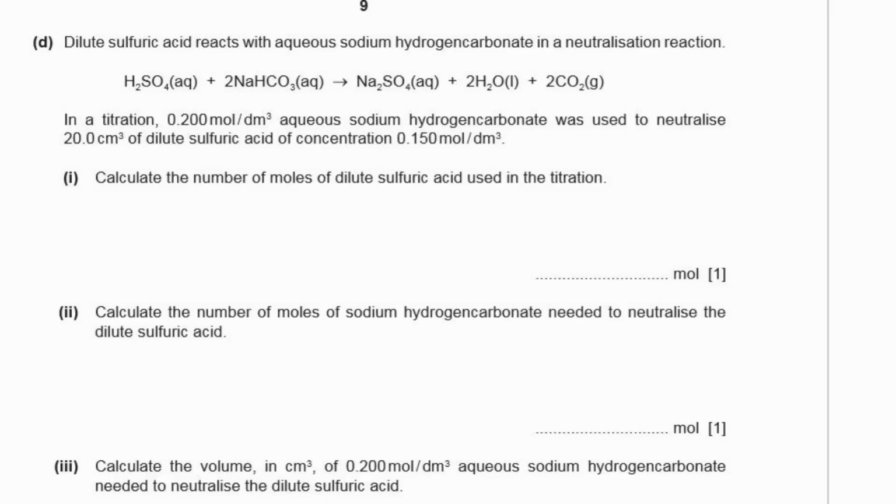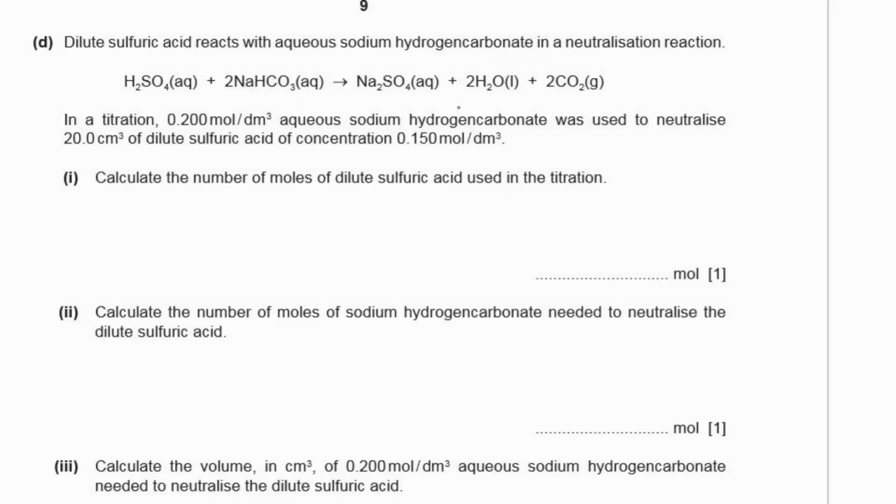D. Dilute sulfuric acid reacts with aqueous sodium hydrogen carbonate in a neutralization reaction. So we have sulfuric acid, sodium hydrogen carbonate produces sodium sulfate and water and carbon dioxide. Okay, so in a titration, 0.200 moles per decimeter cubed of aqueous sodium hydrogen carbonate was used to neutralize 20.0 centimeters cubed of dilute sulfuric acid of concentration 0.150 moles per decimeters cubed.